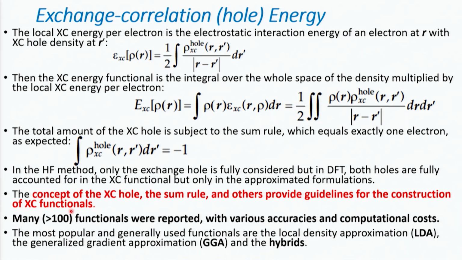Okay. The concept of this exchange correlation hole and the sum rule, like here and others, provide guidelines for construction of the exchange correlation functional. So there are n number of functionals, more than 100, and the numbers are going up day by day, reported with various accuracy and computational cost. The most popular and generally used functionals are the local density approximation, the generalized gradient approximation, and the hybrid. Okay. So we'll just touch upon the LDA and GGA methods.